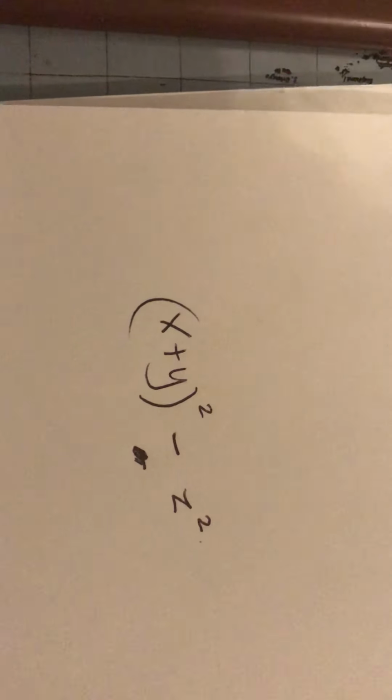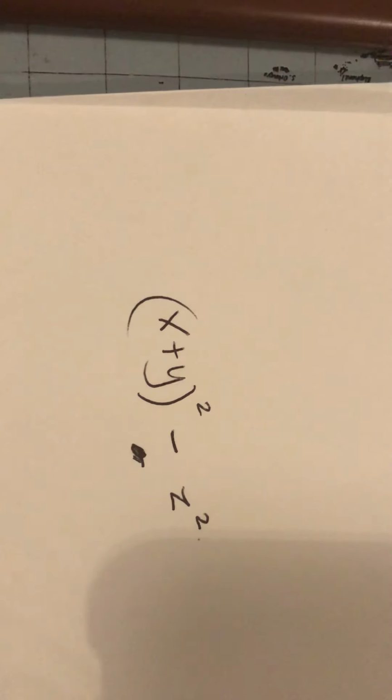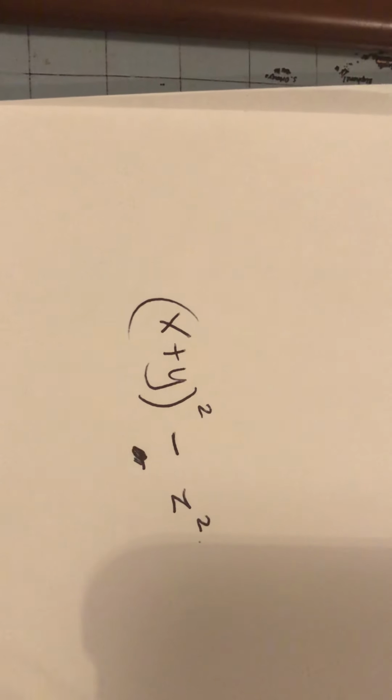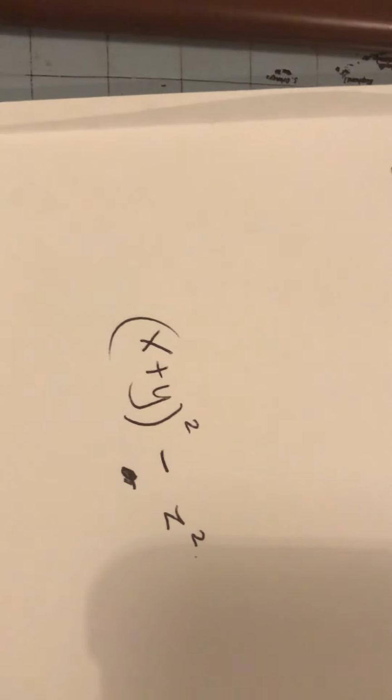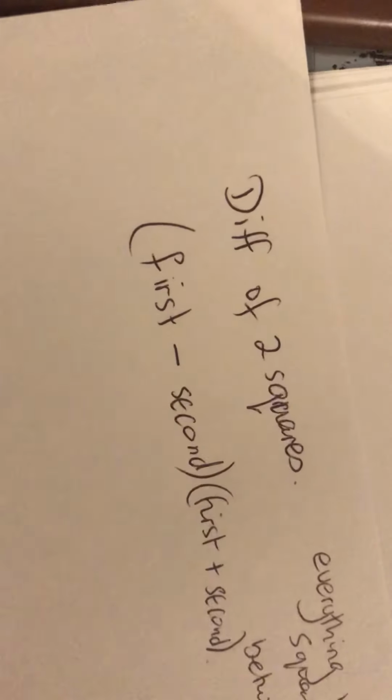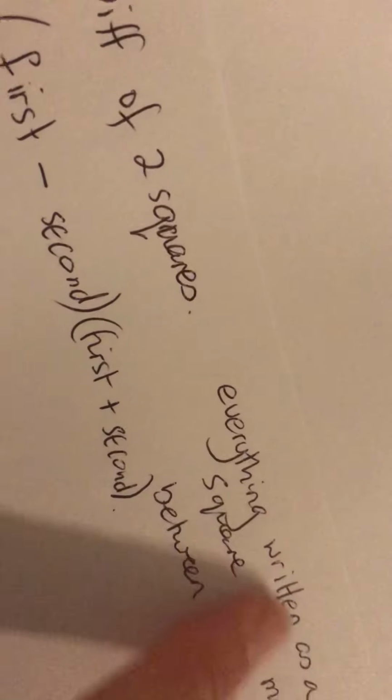Going to do a few questions on trickier difference of two squares, difference of two cubes, and sum of two cubes. Now just take your time and remember that if you have the difference of two squares, once you have everything written as a square with a minus between them, just throw down first minus the second, bracket first plus the second.